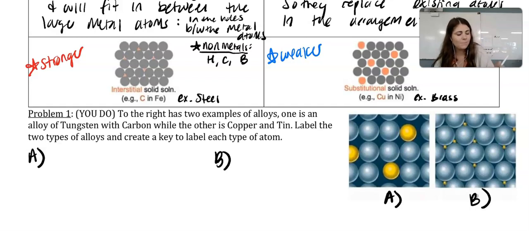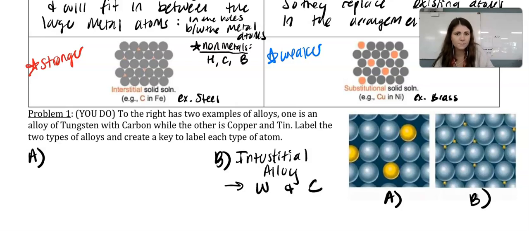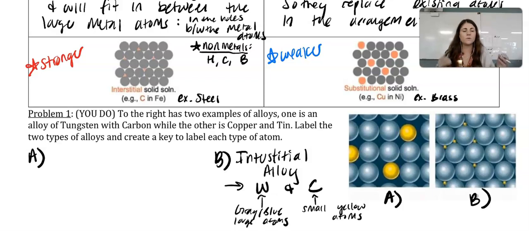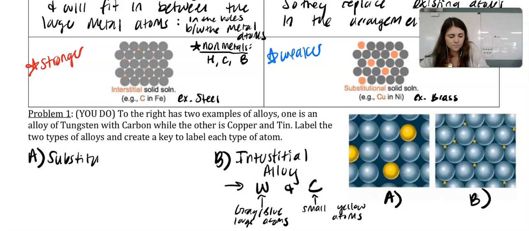So here, B is going to be my interstitial alloy. Here, this is tungsten and carbon. Carbon is going to be the small yellow atoms. Tungsten will be our, I guess, gray-blue large atoms. So you can see those carbon atoms are just fitting in between the other tungsten atoms already in that arrangement. That leaves us with a substitutional.